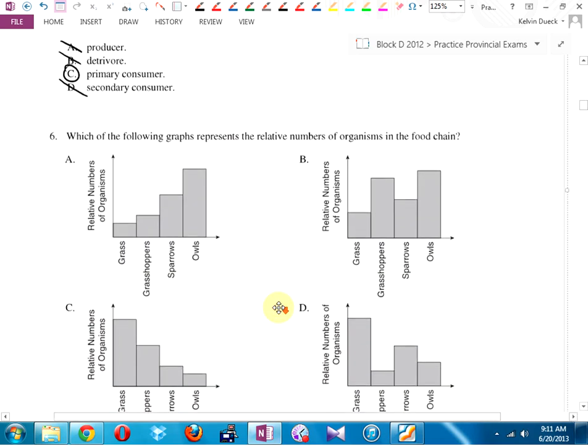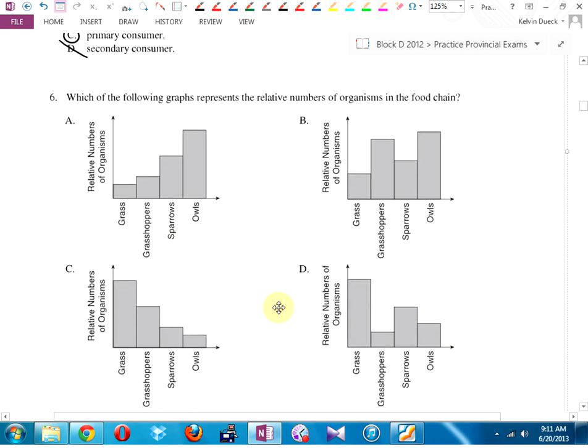Which of the following graphs represents the relative numbers of organisms in a food chain? How does the food chain work? You need more of the smaller animals, fewer of the predators. So you're looking for one that goes, so lots of grass, then fewer grasshoppers. And this is because the energy transfer is not 100% efficient.